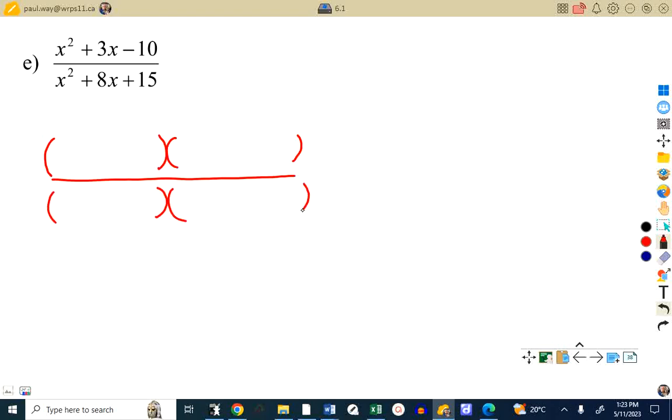Early on, when we reviewed factoring back in Unit 2 or 3, I used this unit as an illustration for something: if it's going to take you 5 minutes to factor one of these things, then you're going to spend 10 minutes on this question before you've even gotten to the rest of the question. What two numbers multiply to give negative 10 and add to give 3? 5 and negative 2. What two numbers multiply to give 15 and add to give 8? 3 and 5.